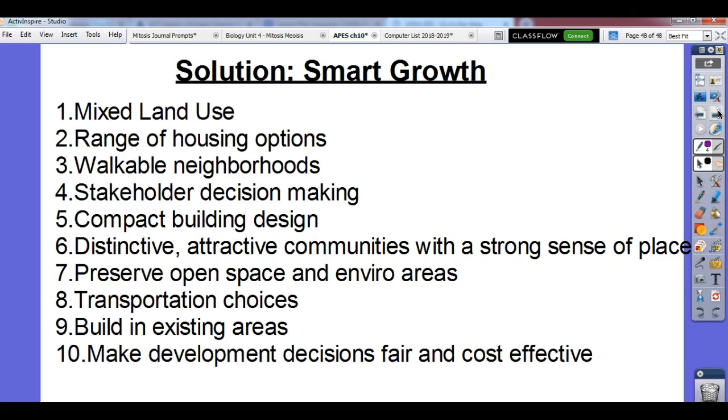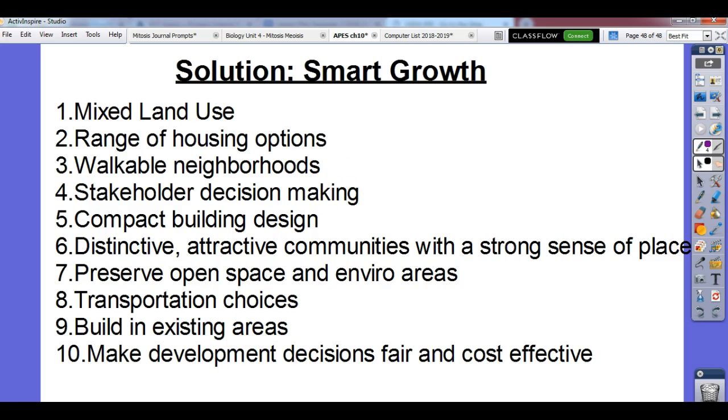You guys have seen those places that have a subway and then above it they have apartments, okay? So mixed land use. Have a range of housing options, have neighborhoods be walkable, have people in the decision-making process. Make buildings compact so we don't have to spread out as much, okay? Make sure you have a strong sense of place in the community. Preserve open space, have a lot of transportation choices, build in existing areas rather than building new areas elsewhere, okay? So these are just some suggestions to make cities a little bit more compact and a little bit smarter.